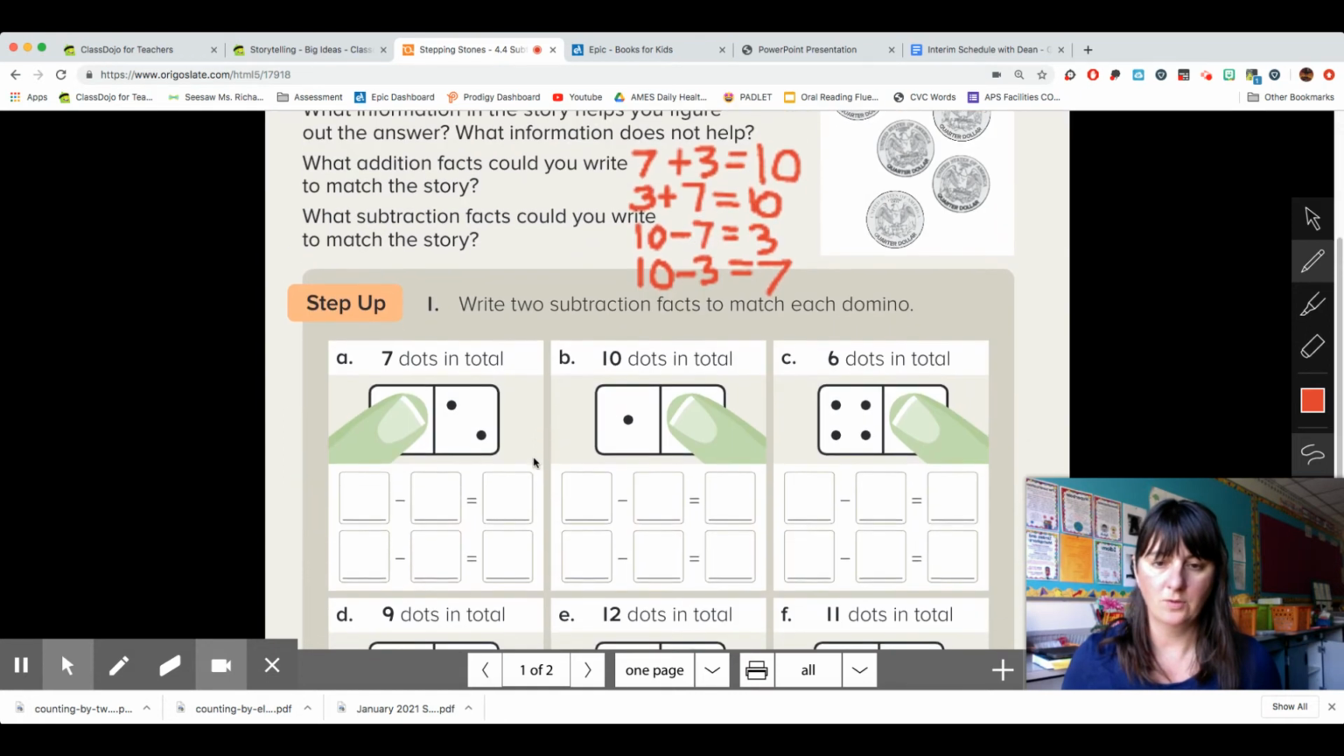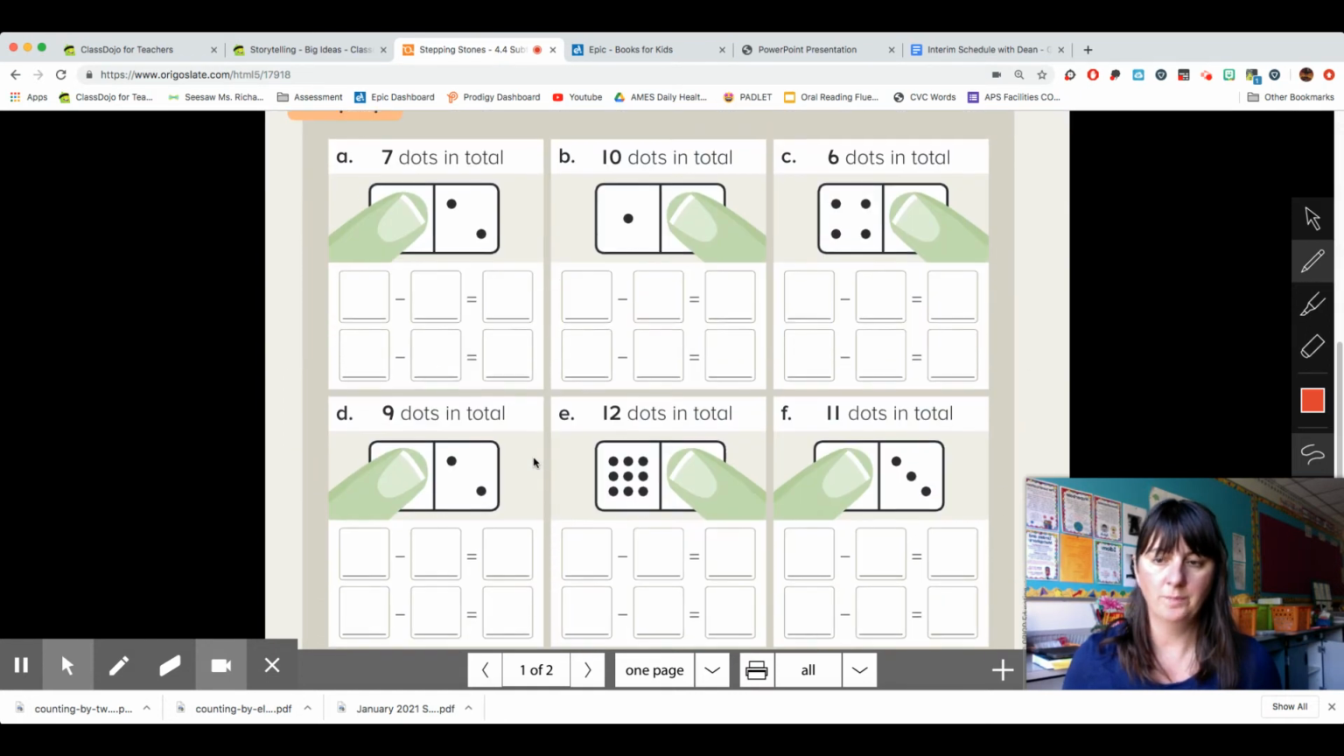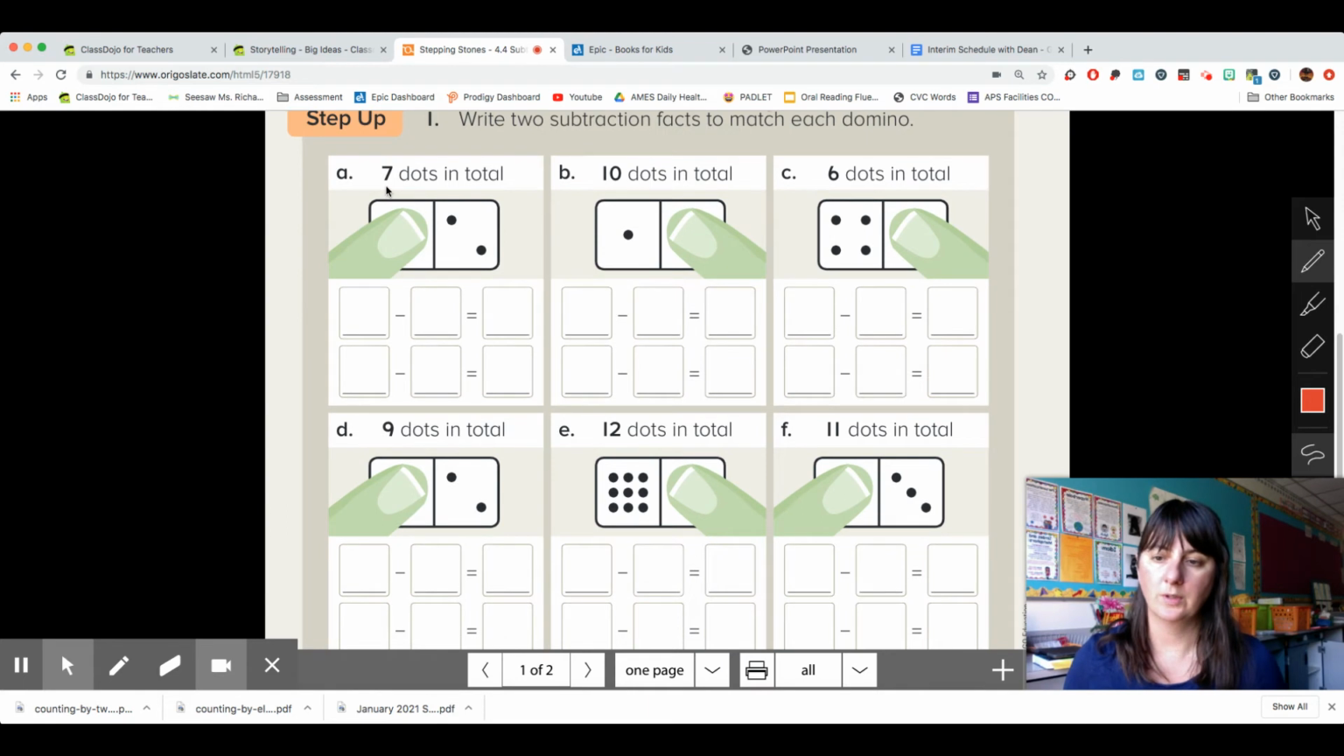And down here, write 2 subtraction facts to match each domino. So here at the top of each problem, you're given a total. So we have 7 dots in total on the domino, but only 2 are shown. So we know that 7 is our total. Whatever that total is going to be the first number in both of these equations. On all of these problems, you're given that total, 10, 6, 9, 12, and 11. Those are the totals.